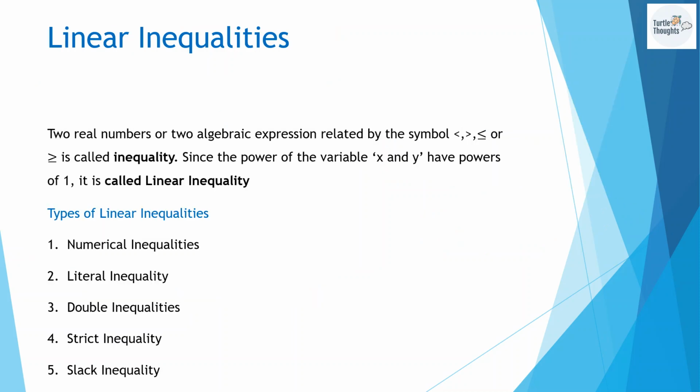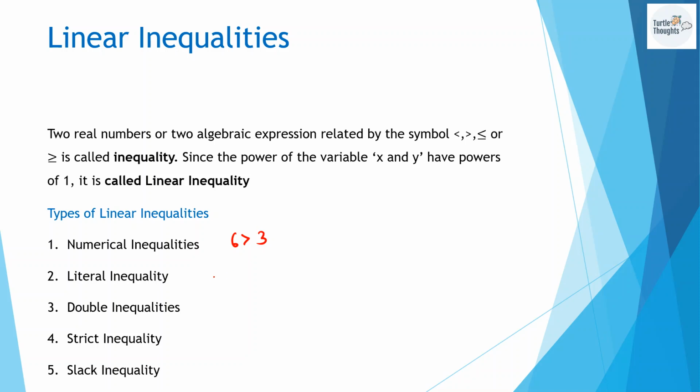Before I come to the types of brackets or intervals, let me tell you about the types of linear inequalities. There are about five types of inequalities. The first one is numerical inequality. The second one is literal inequality. Third, we have double inequality. Fourth is strict. Fifth is slack. I'll give you an example so that you understand. The best example for numerical inequalities is something like this: 6 is greater than 3.